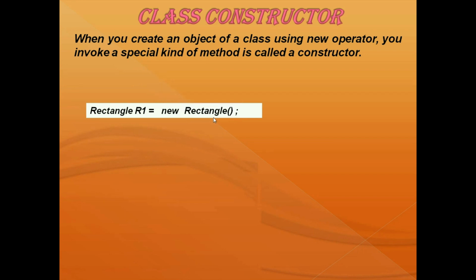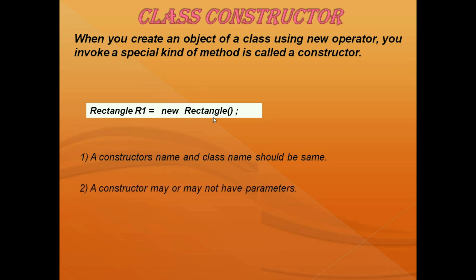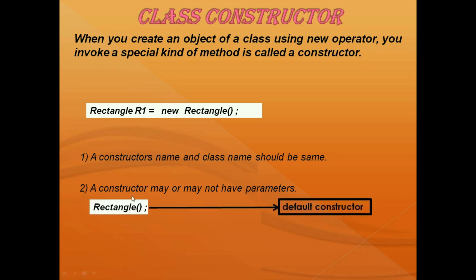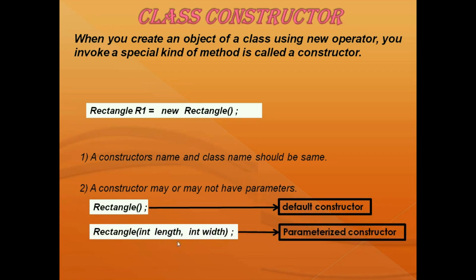So a constructor has the following characteristics. Constructor name and class name should be the same. A constructor may or may not have parameters. Parameters are variables to receive data from outside into the constructor. If a constructor does not have any parameters, it is called a default constructor. If a constructor has one or more parameters, then it is called a parameterized constructor.